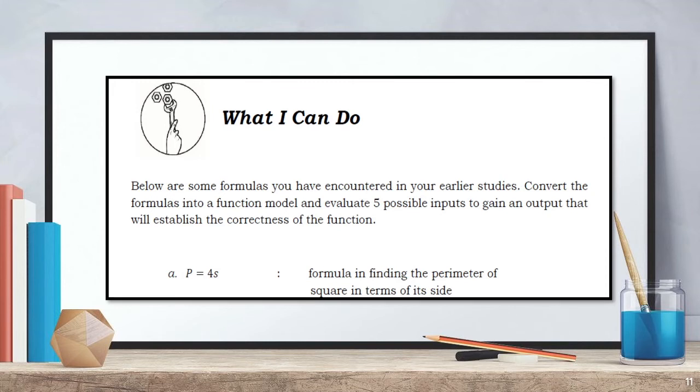So, an example activity in what I can do. Let us read the instruction. Below are some formulas. There are 3 formulas, but I only included 1. Below are some formulas you have encountered in your earlier studies. Convert the formulas into a function model and evaluate 5 possible inputs to gain an output that will establish the correctness of the function. So, we have here the formula in finding the perimeter of a square in terms of its sides.